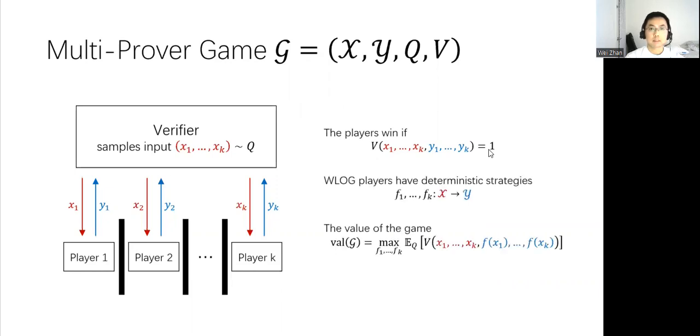The verifier decides whether the players win using a fixed predicate on the input and the collection of the outputs. Since each player only sees his own part of the input, their strategies can be seen as k functions from an input alphabet X to an output alphabet Y. The game value is defined as the maximum winning probability, where the maximum is taken over their strategies and the probability is over the randomness of the question. The players could have randomness themselves, even shared randomness, but for the discussion of game value, without loss of generality, we could always assume that their strategies are deterministic.